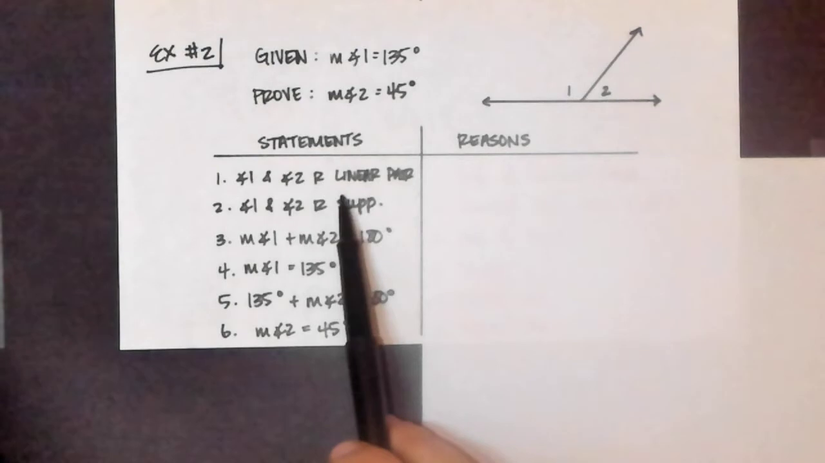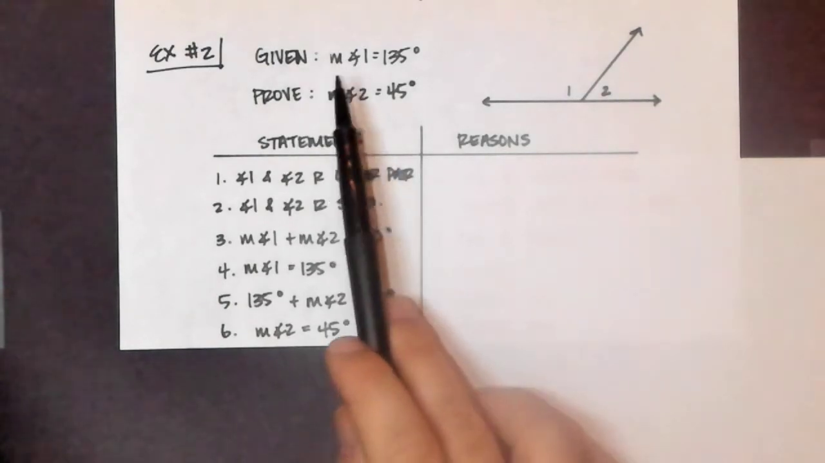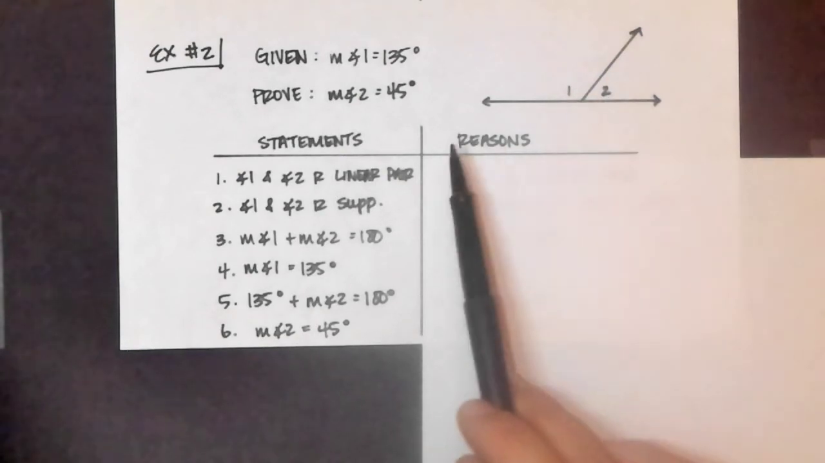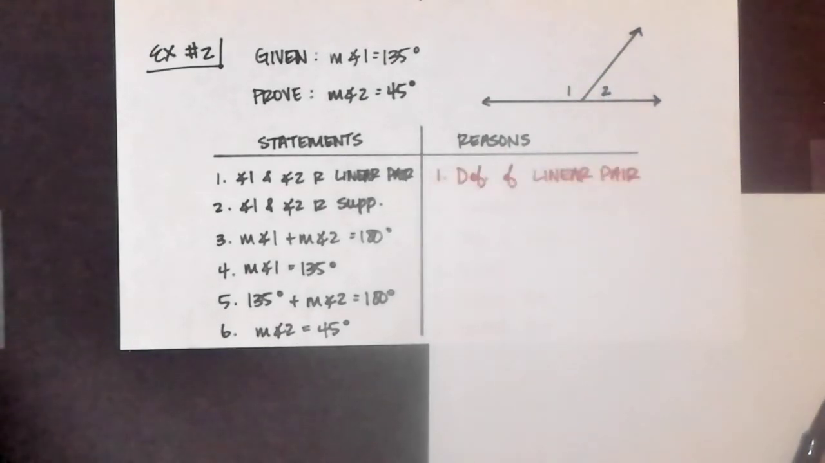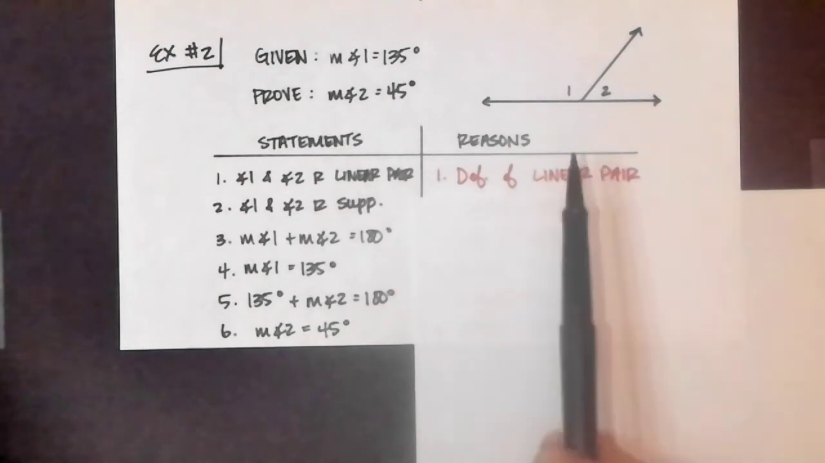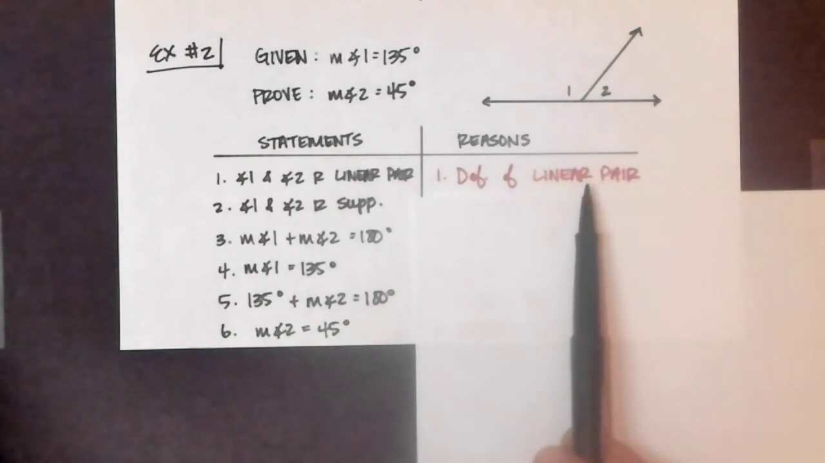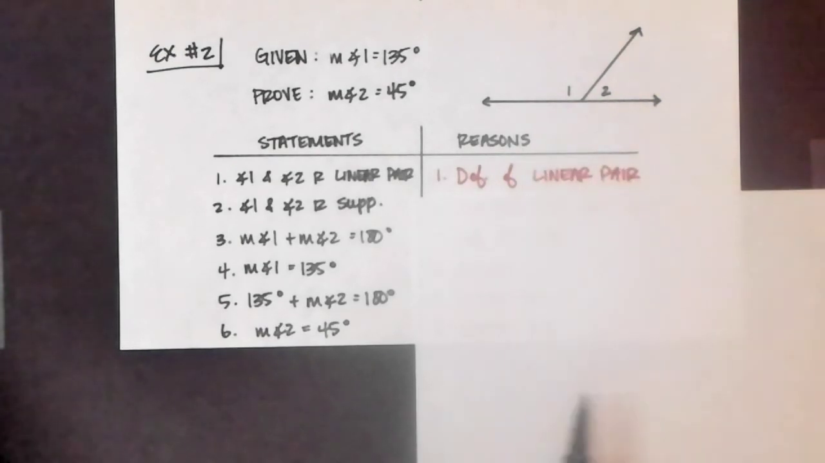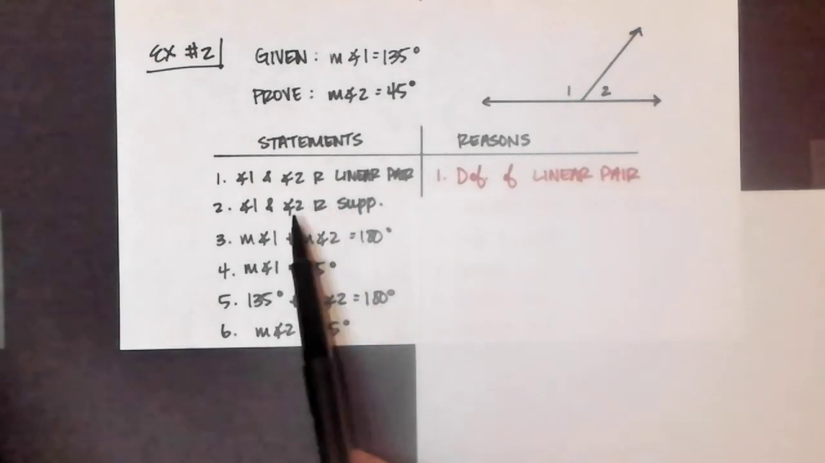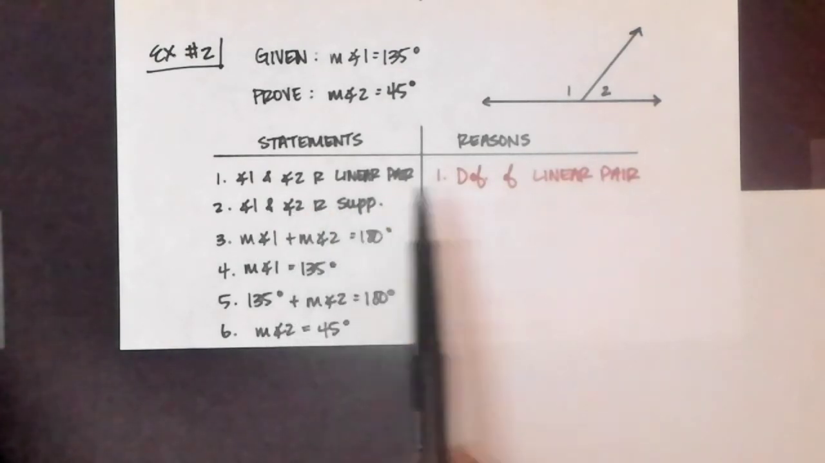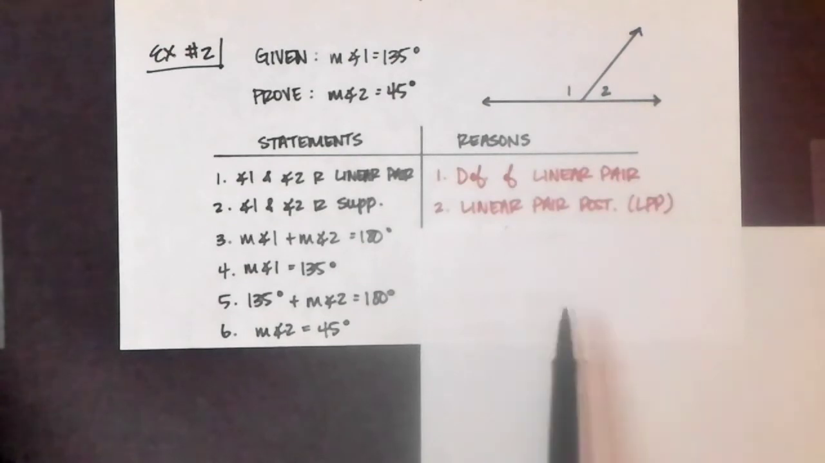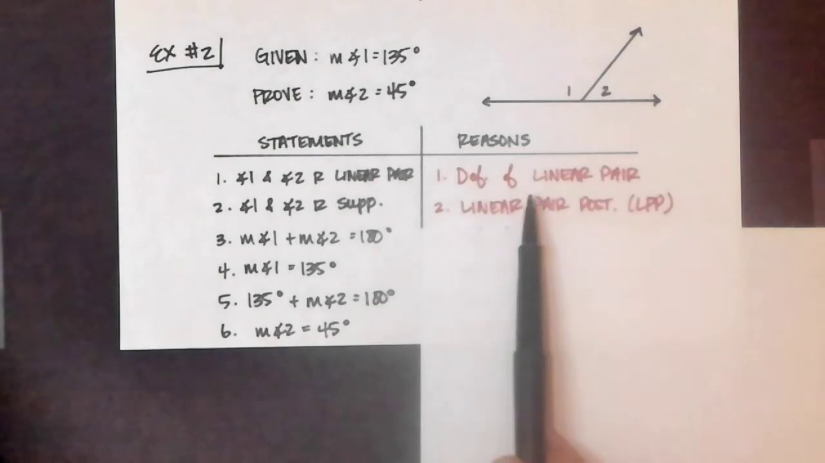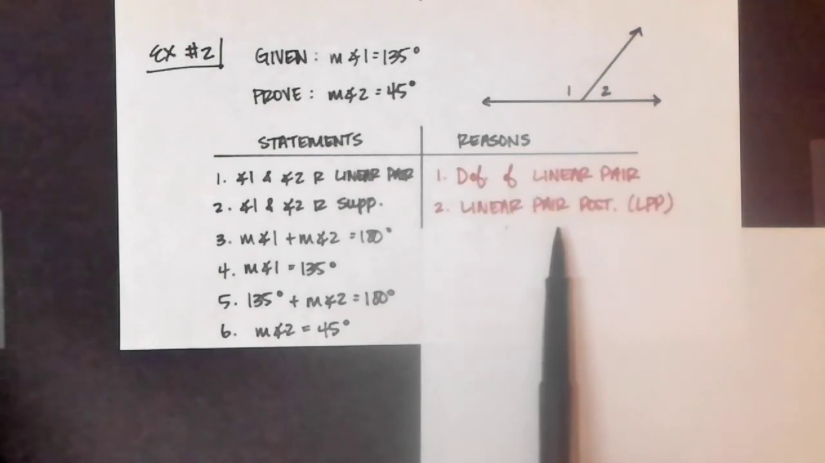Angle 1 and angle 2 are a linear pair. Now that's not given, but what I've done is I've looked at the picture, and based on the definition of linear pairs, I can identify these two angles, 1 and 2, as a linear pair. So when you're identifying angle pairings, you're using the definition. From there, I'm saying that angles 1 and 2 are supplementary. Well, that's due to the linear pair postulate, which says if two angles form a linear pair, then they're supplementary.